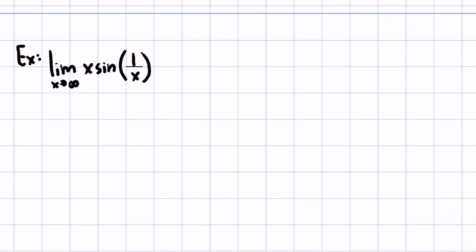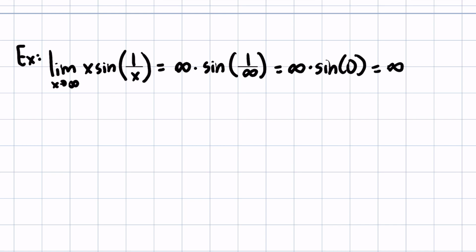For our second example, we have the limit as x approaches infinity of x times sine of 1 over x. So if we plug in infinity here, we have infinity times sine of 1 over infinity. 1 over infinity is 0, so this is infinity times sine of 0. So that's infinity times 0. And so just like with the last problem, we need to pick one of these functions, either x or sine of 1 over x, to move to the bottom. I am going to choose to move the x.